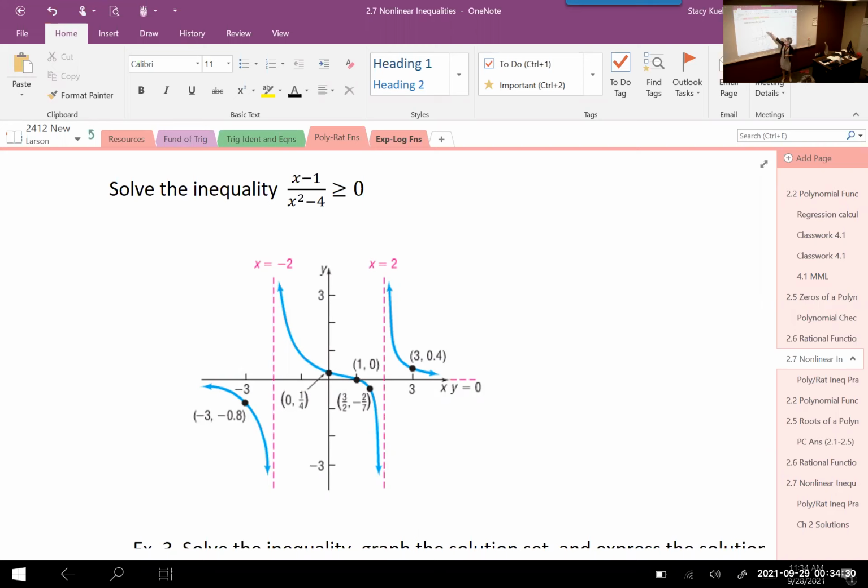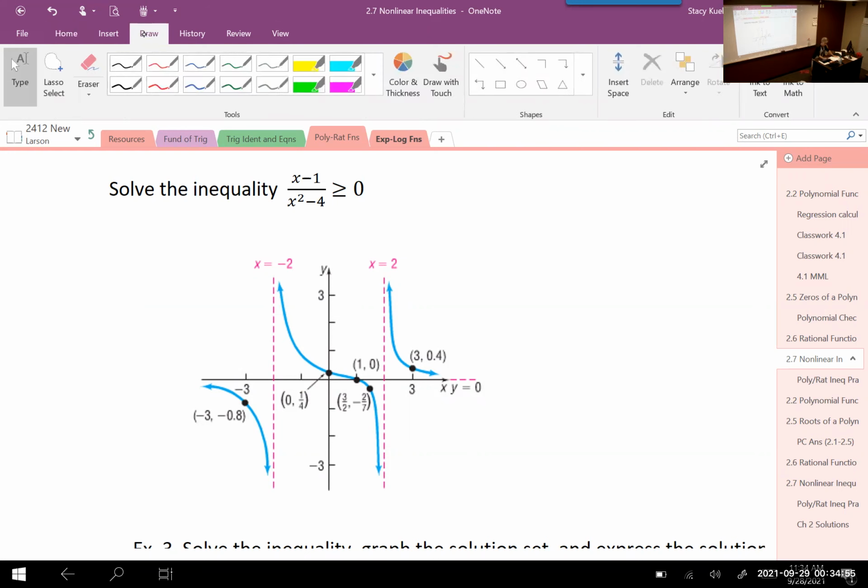All right, so if we're looking here, this is the graph of that function up there, and I want to know what is the solution set for the function that is greater than 0, that is positive. So what would that look like? What portion of the graph is above the 0? -2, 1, 2. Would I include -2?